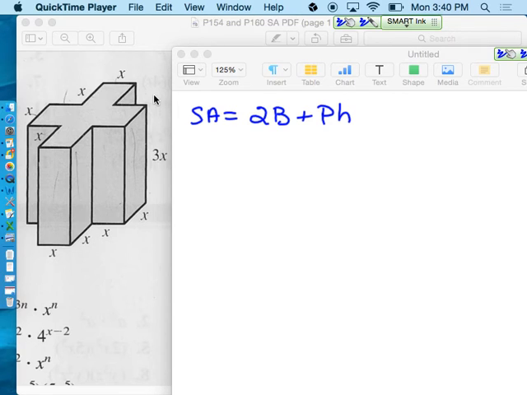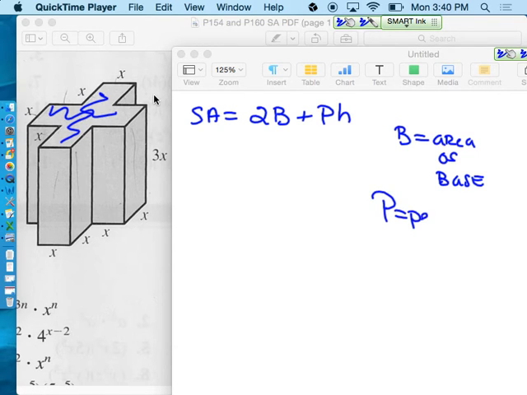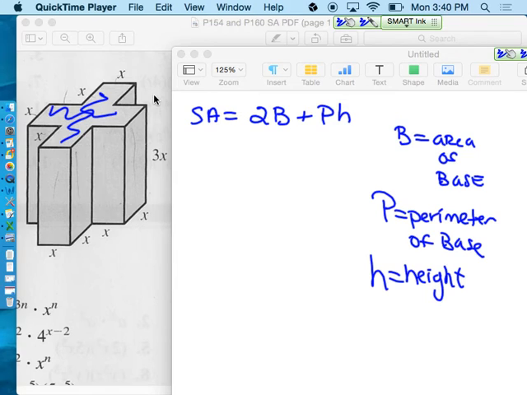The B in the formula stands for the area of the base. You can see that the shape is the same on the top and bottom. That's why you multiply it times 2. I've got a base shape here, and then the bottom is exactly the same. So that's the 2. The P stands for the perimeter of the base. And then H is the height of the box, the height of the object.